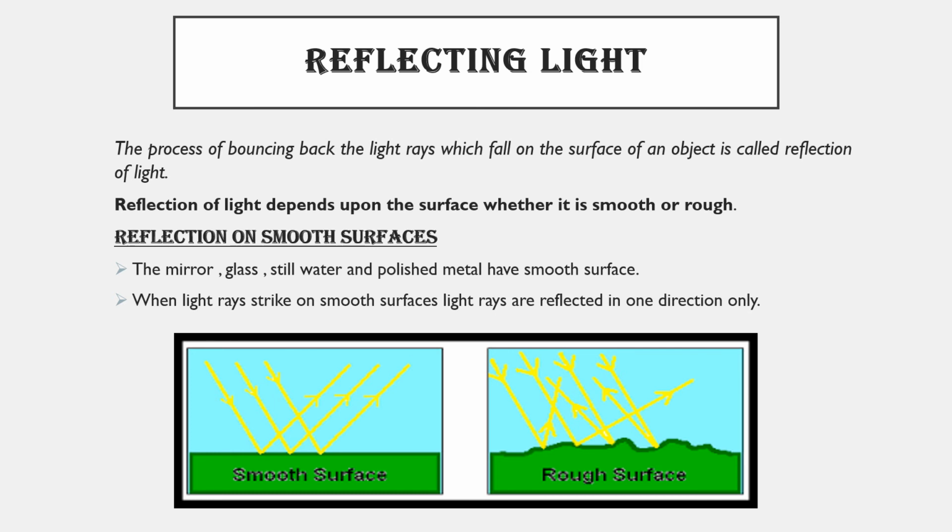First of all, we will see reflection on smooth surfaces. The mirror, glass, still water and polished metal have smooth surfaces. This you all very well know. When light rays strike smooth surfaces, light rays are reflected in one direction only. Suppose light rays are falling on the mirror, then they would bounce back in one direction. They are not going to bounce in different directions as in a rough surface.